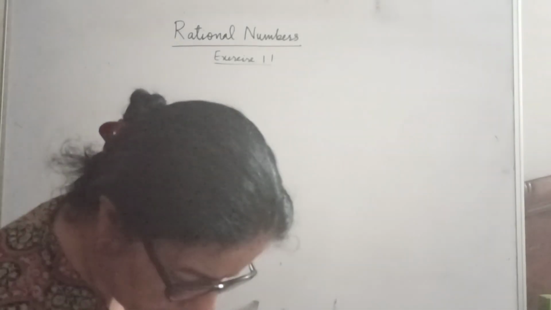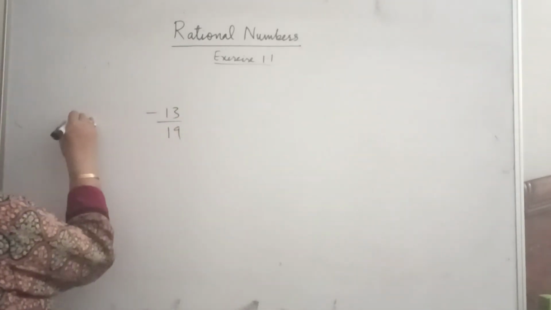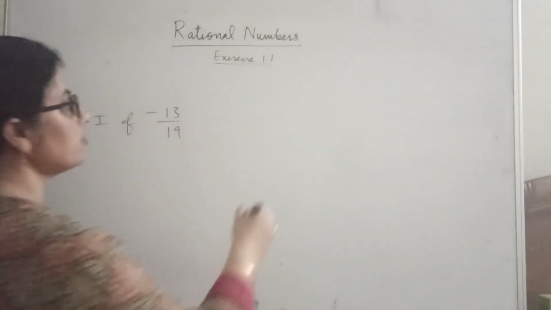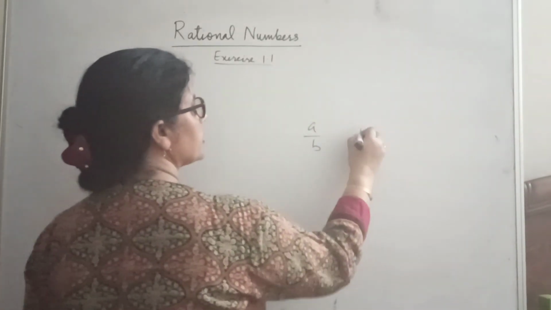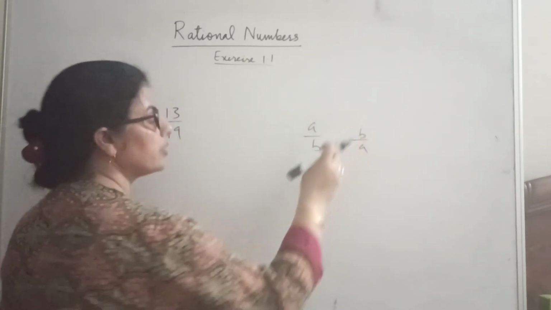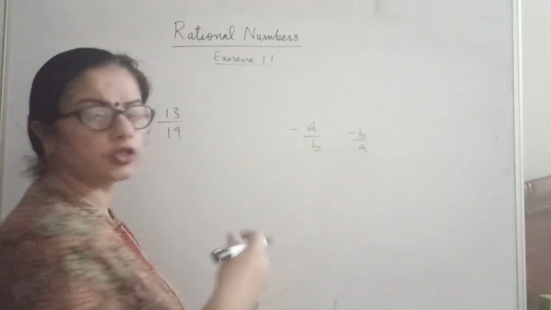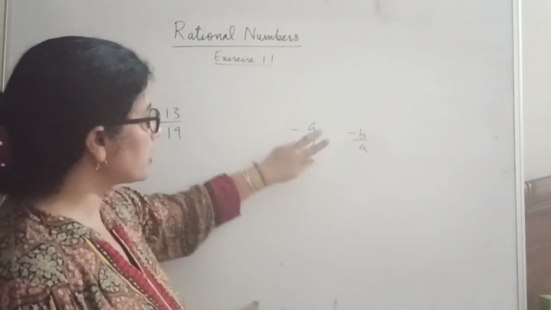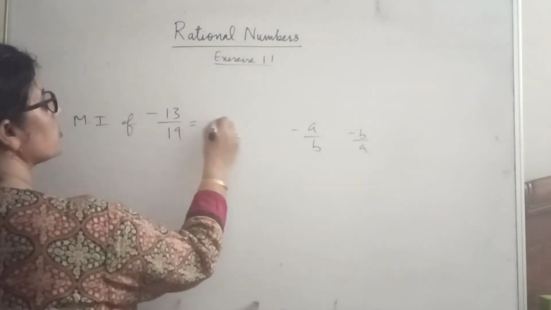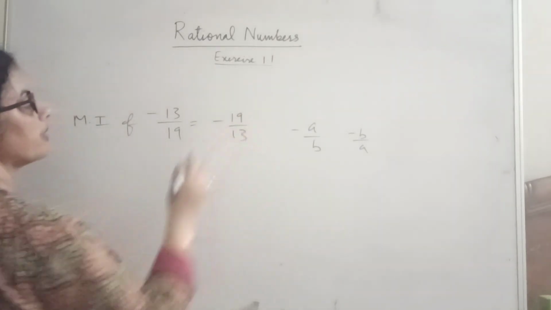Next is the multiplicative inverse of minus 13 by 9. We want to find the multiplicative inverse here. See, what is the multiplicative inverse of a by b? It is b by a. What does it mean? If the number is positive, then the multiplicative inverse is also positive, and if it is negative, it will also be negative. Only we will take the reciprocal of the numerical value. Here it is a negative number, so it will remain negative. 13 by 9 we will write as 9 by 13.